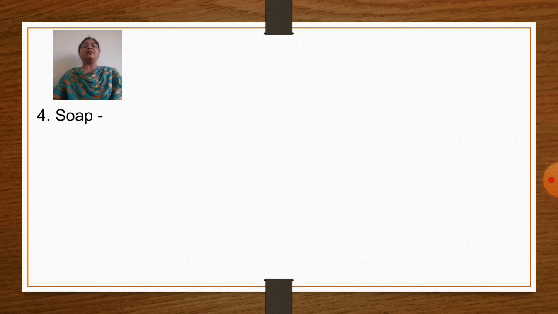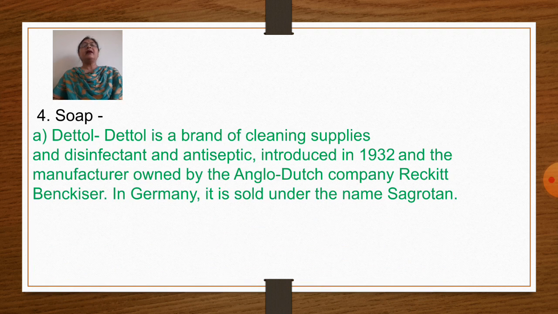Next, soap. I am going to tell about Dettol soap. Dettol is a brand of cleaning supplies, disinfectant and antiseptic introduced in 1932 and the manufacturer is owned by the Anglo-Dutch company Reckitt Benckiser. In Germany, it is sold under the name Sagrotan.